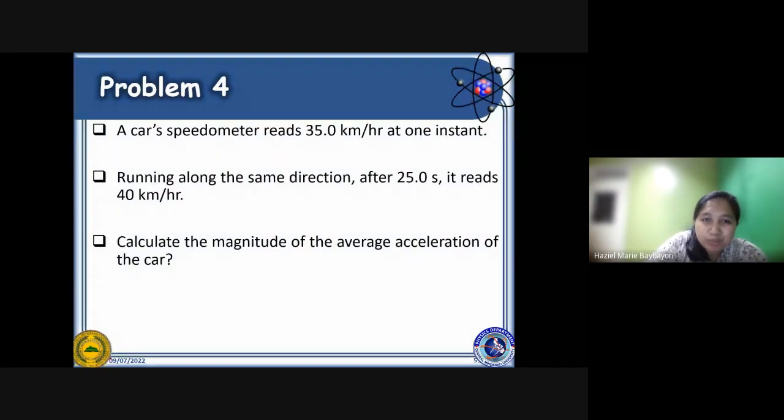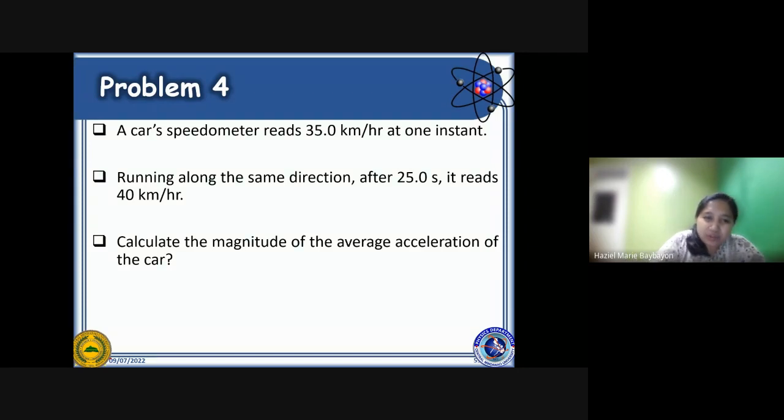So a car speedometer reads 35 kilometers per hour at one instant, running along the same direction. So the same direction, we did not change the direction. After 25 seconds, it reads 40 kilometers per hour. So calculate the magnitude of the average acceleration of the car.